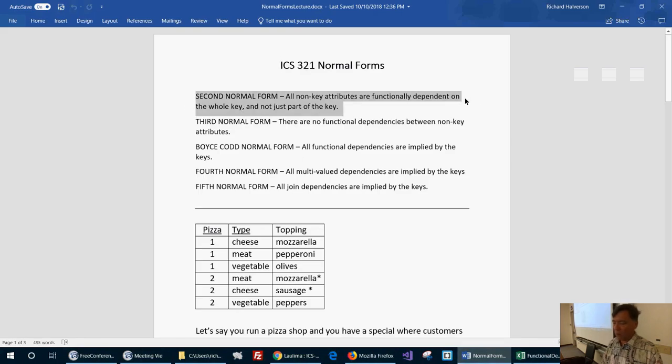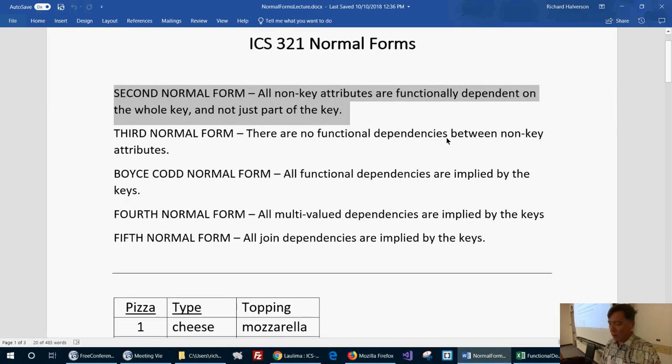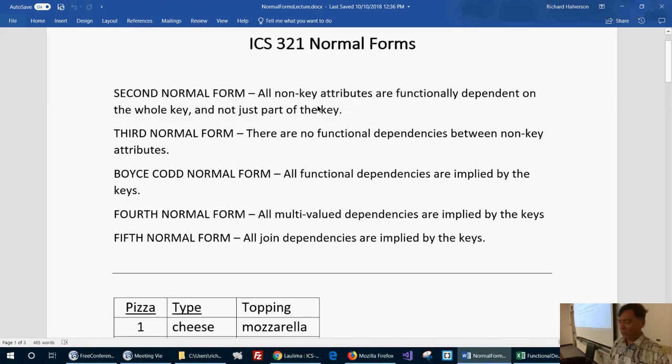Second normal form: all non-key attributes are functionally dependent on the whole key and not just part of the key. So we're just looking at non-key attributes, and we're looking at what they are dependent on, either directly or indirectly.